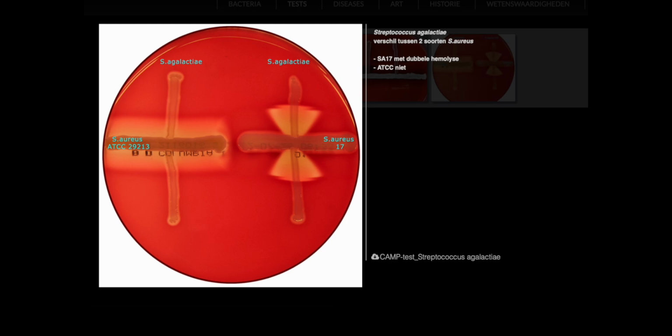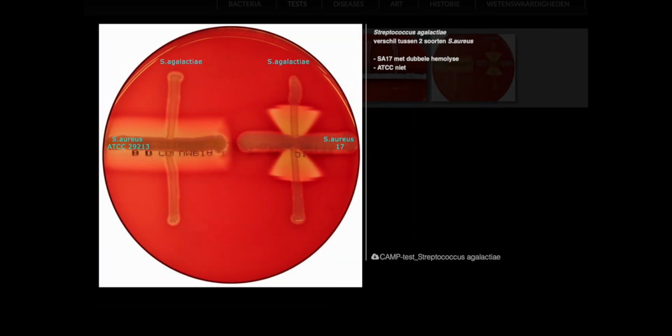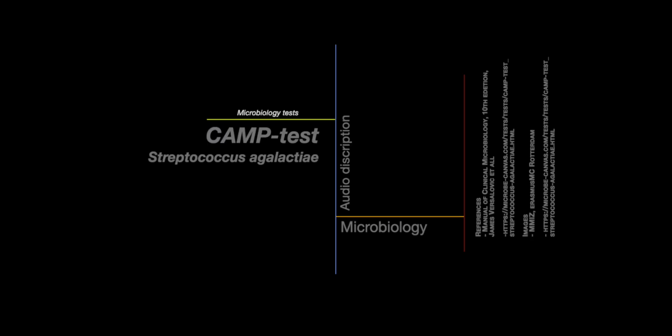Poem, Arrowhead of Hemolysis. On blood agar's crimson field, two streaks, a story to be revealed. Staph aureus, a golden line, beside agalactiae, in design. A cross streak, a meeting place, where hemolysis shows its grace. An arrowhead, sharp and clear, a positive CAMP test, drawing near.